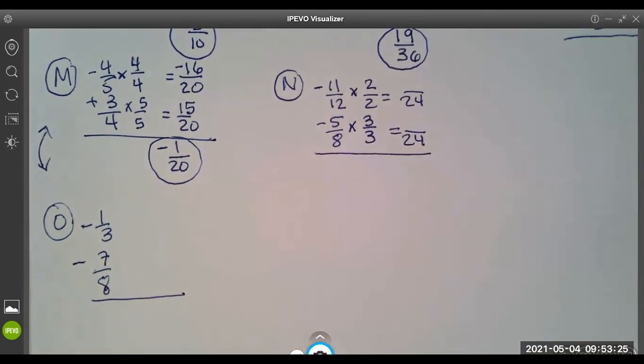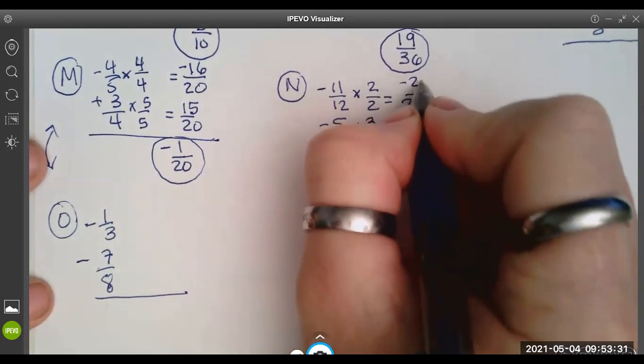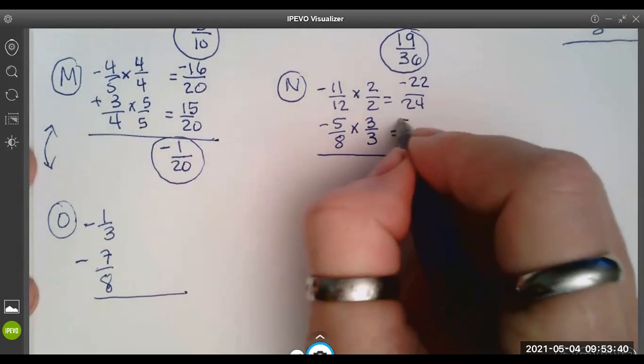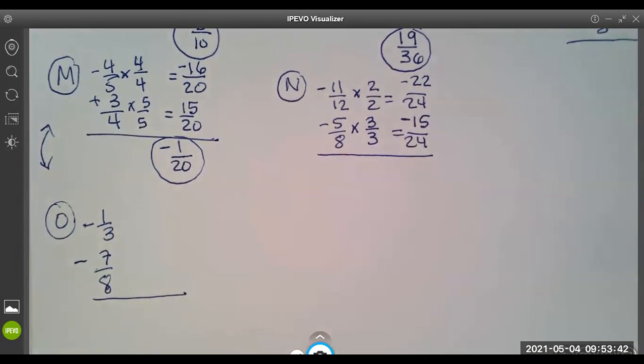Remember, we set it up to remind ourselves, whatever we do to the top, we have to do to the bottom. Whatever we do to the bottom, we have to do to the top. Someone told me negative 22 for this one. What's the top of the second one going to become? Negative 15. Now, are these the same sign?